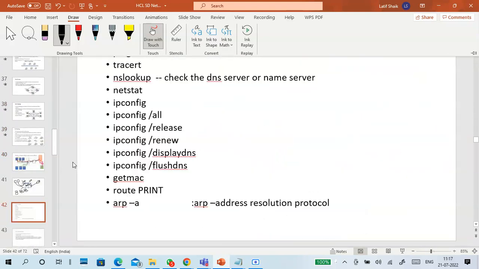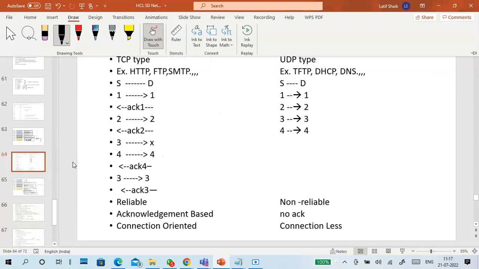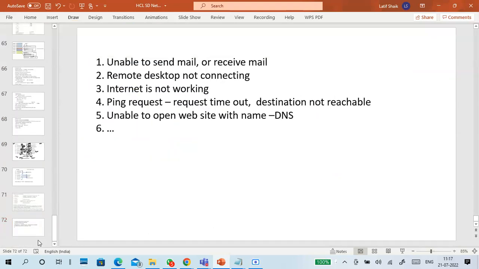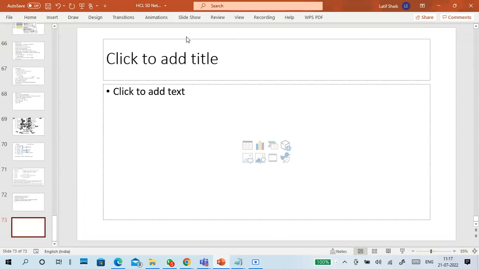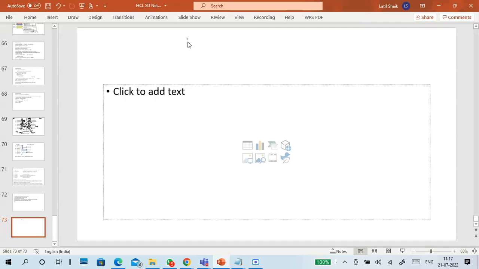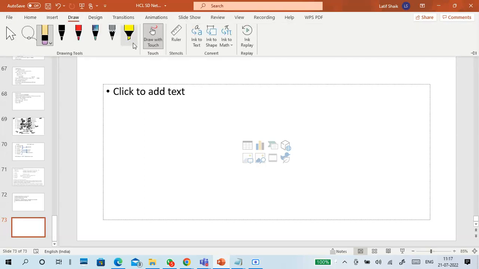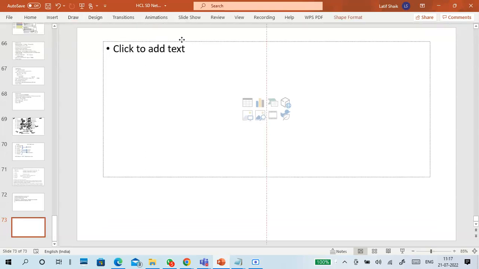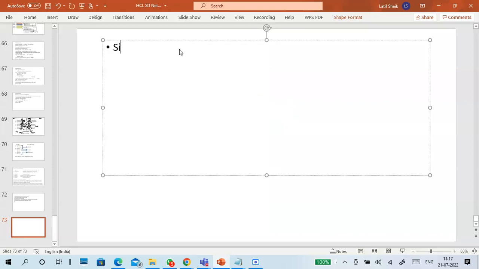So we'll add it somewhere. Okay. Actually, we have to add this thing earlier only, but I am adding it now. See, simplex, half duplex, full duplex. Okay.